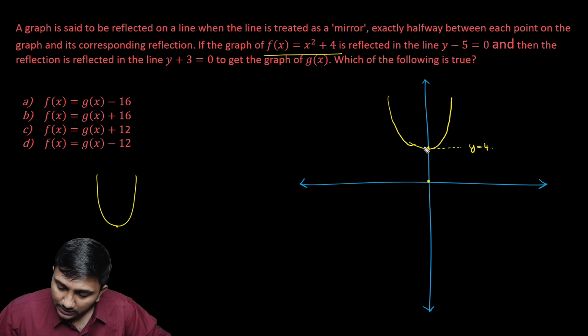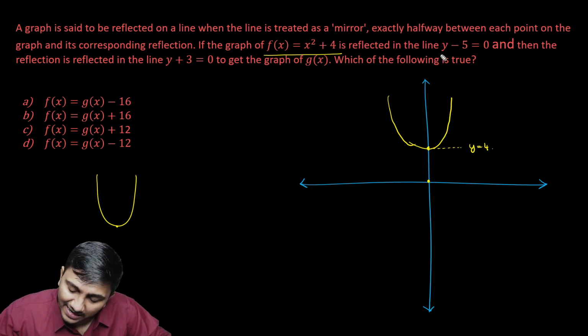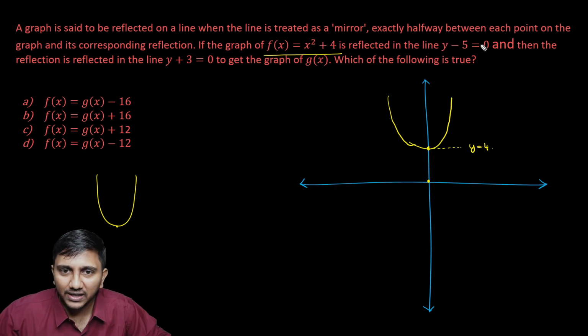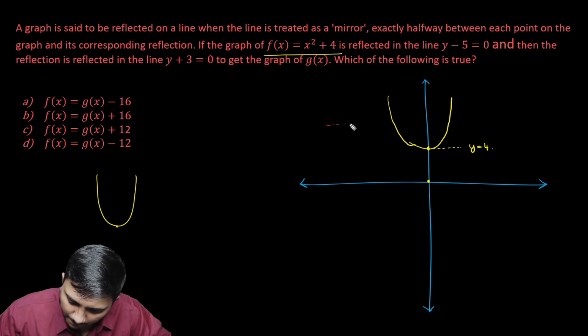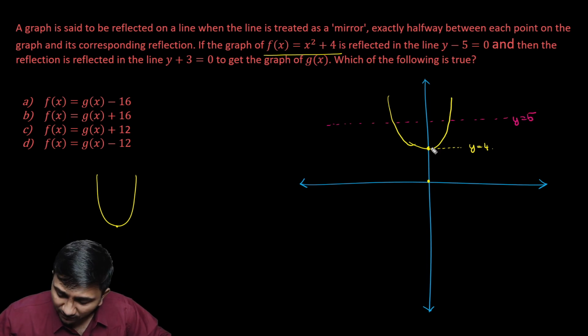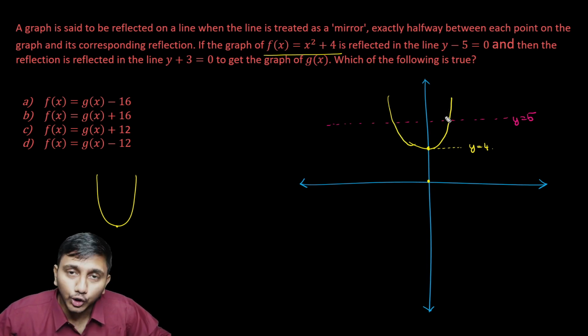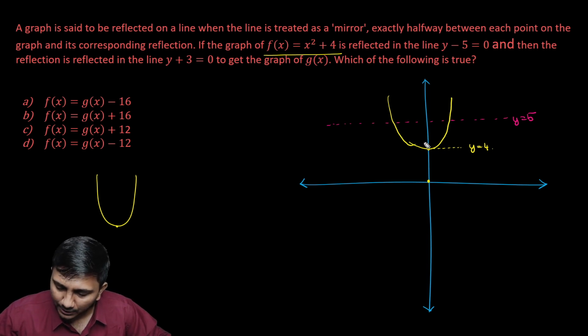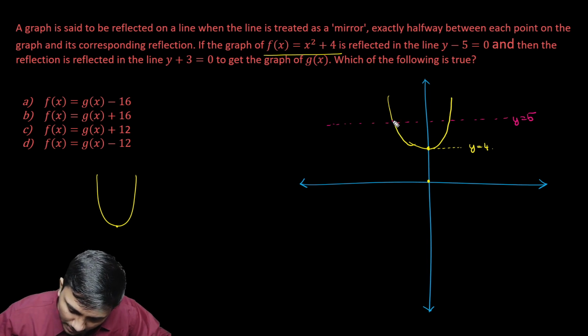Okay. Now this is reflected in the line y minus 5 is equal to 0, which is basically the y is equal to 5 line. So let me put that line here. Let's say this is our y is equal to 5 line. So I'll have to reflect this on this line. So what will happen? Anything that is below that line will get reflected on the top, and anything that is above that line will get reflected on the bottom. So what will happen to this graph? This graph would become something like this.